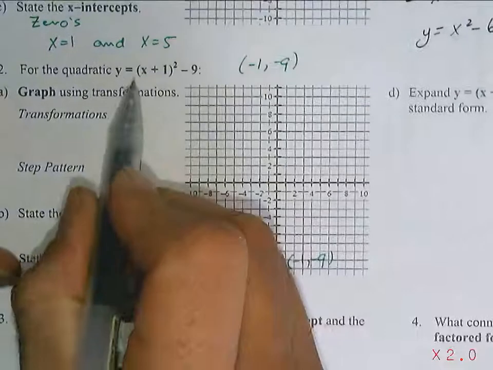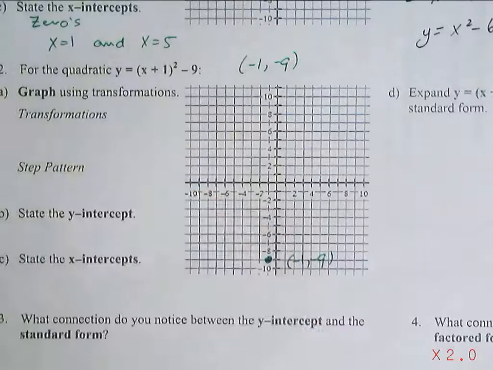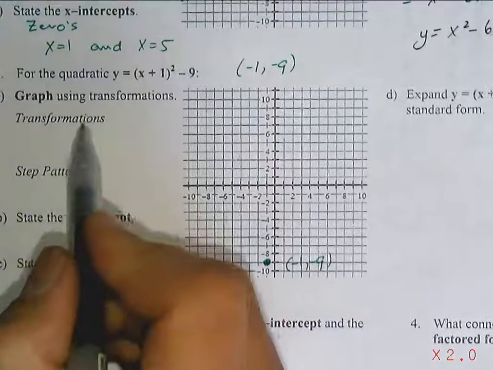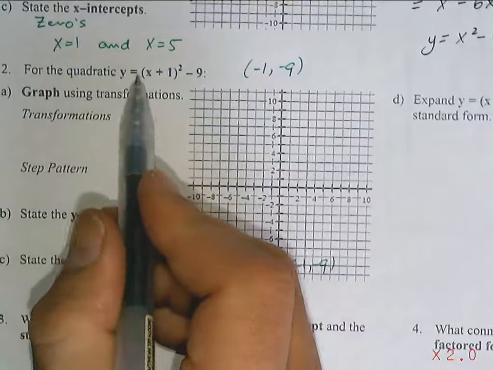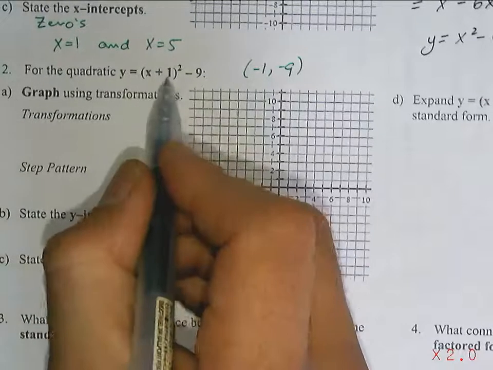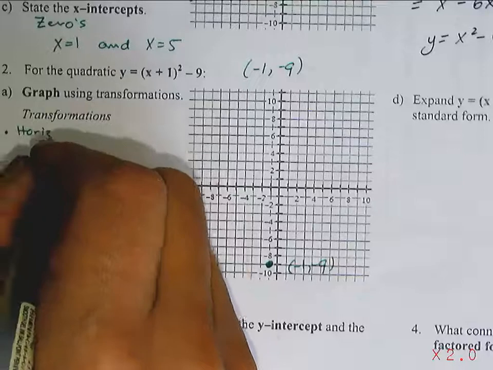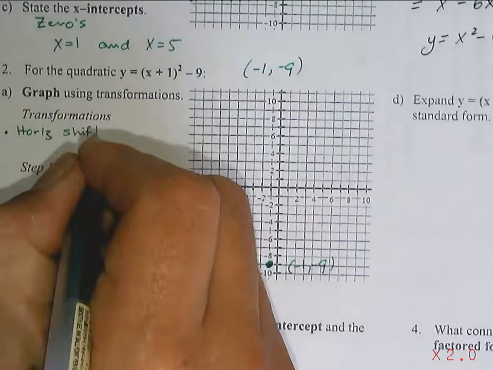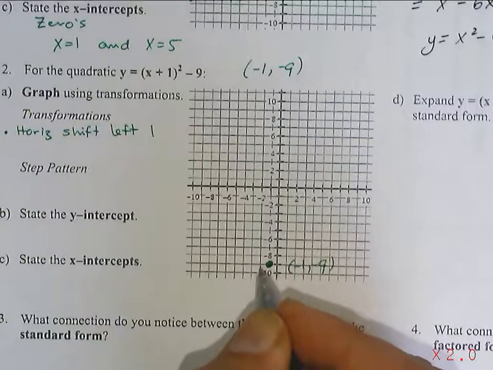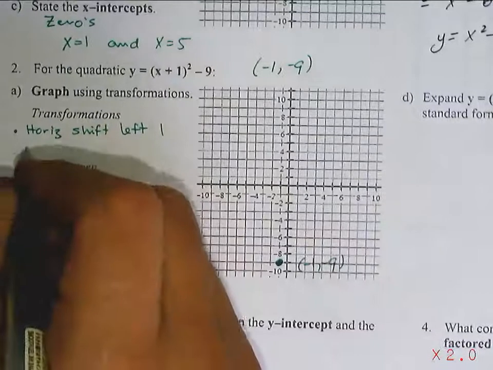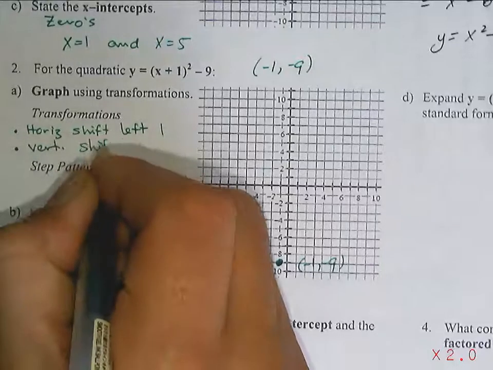You're going to notice that my a value is 1, so it opens up. It's asking for my transformation. Since the a value is 1, there's no vertical stretch or compression. But I do have some shifts. I have a horizontal shift to the left 1. That's why my vertex is over on this side. And I have a vertical shift down 9.